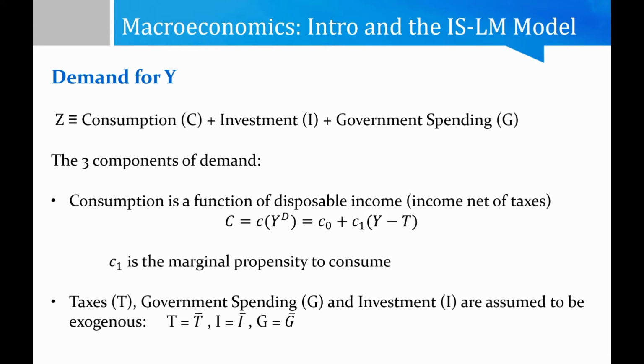What about the demand for Y? Since we assumed a closed economy model, then the demand for Y is equal to the demand of the consumers and the demand of the businesses or firms and the demand of the government. And we can denote demand as Z. So we have an identity equation as Z is equal to C, or consumption plus investment plus government spending, where demand is equal to C plus I plus G.